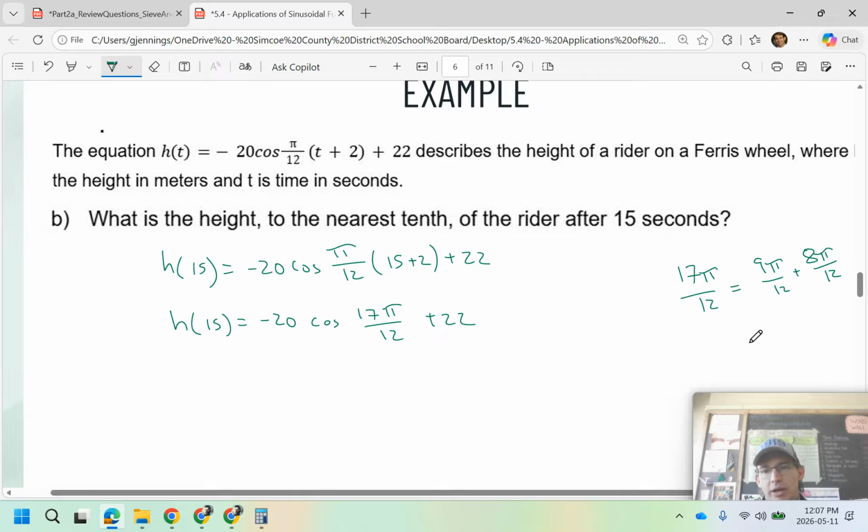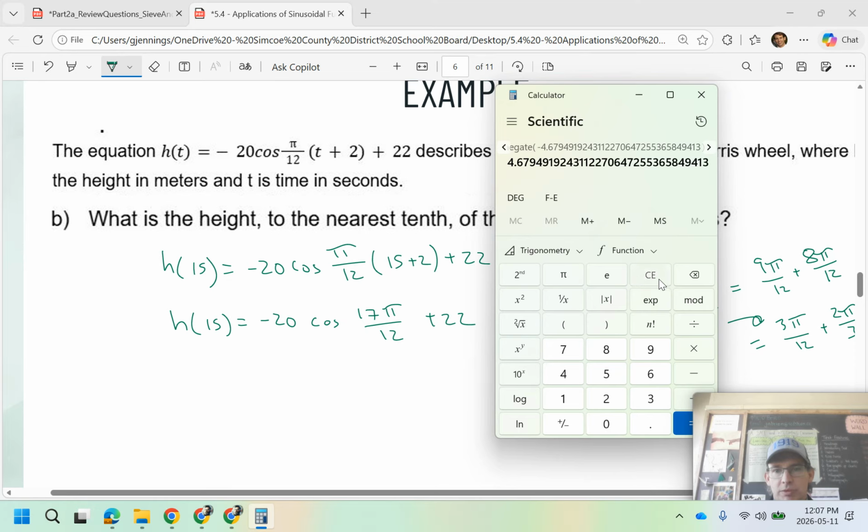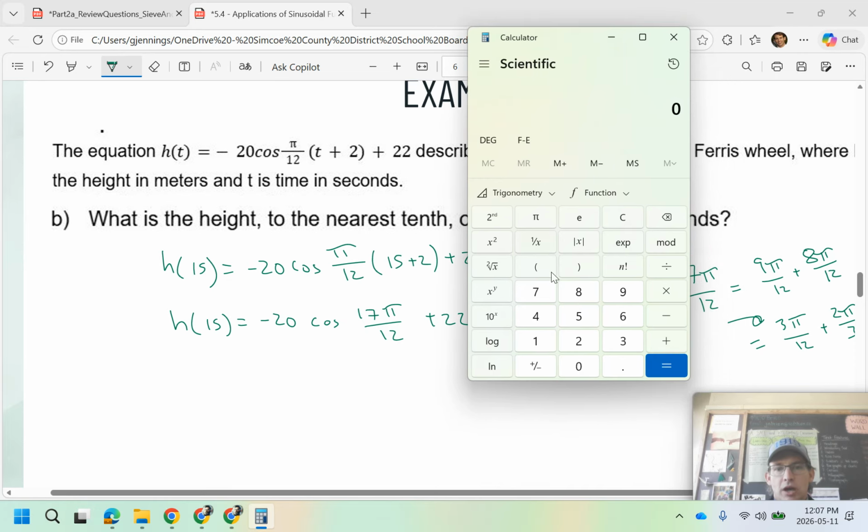So you'd use a compound angle theorem and work out that this is 3/4 pi plus 2/3 pi. And then you would use your cosine of a plus b and do it that way. But we were just asked to plug and chug. So you just go ahead, and if I'm going to punch that on the calculator, I'm going to punch it from the deepest level first. So I would punch it this way. 17 times pi divided by 12 equals this.